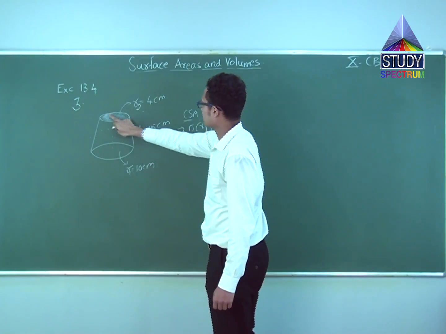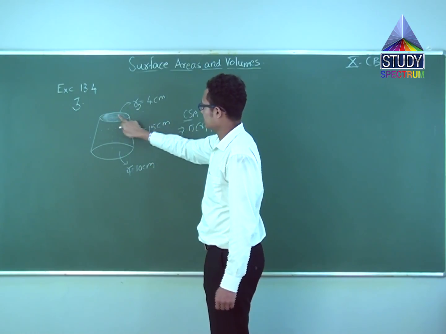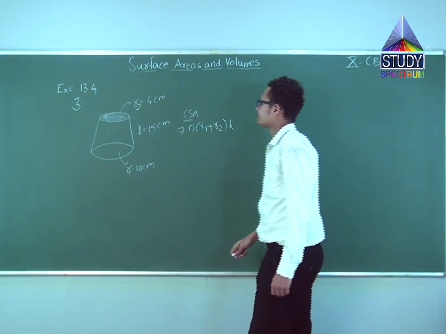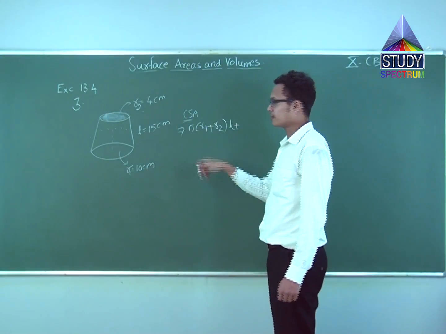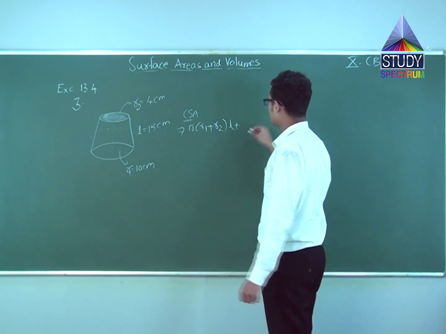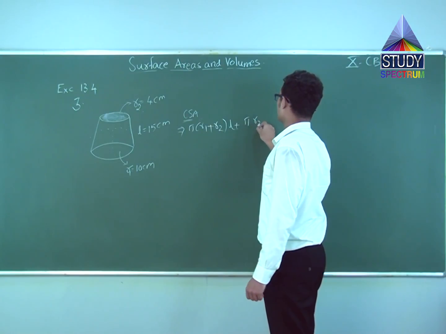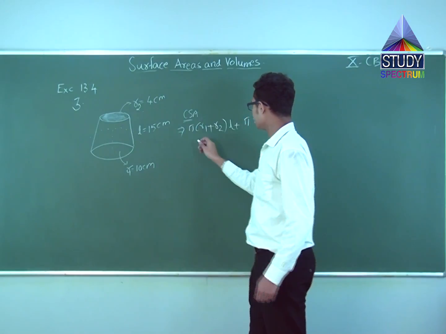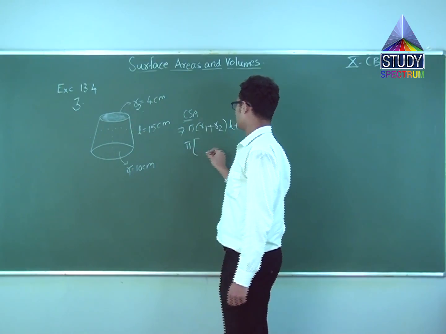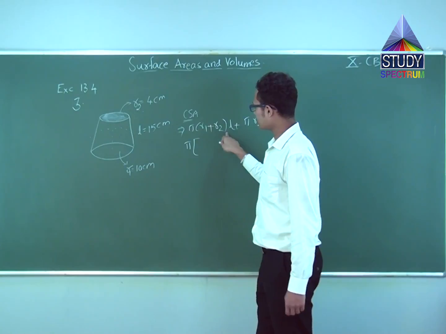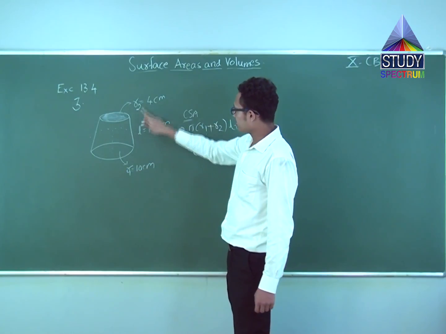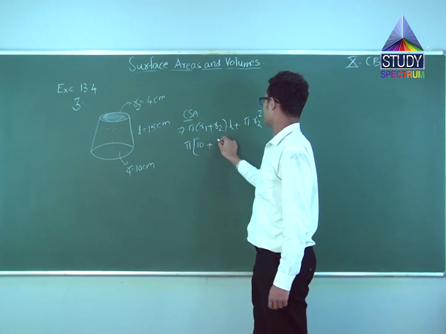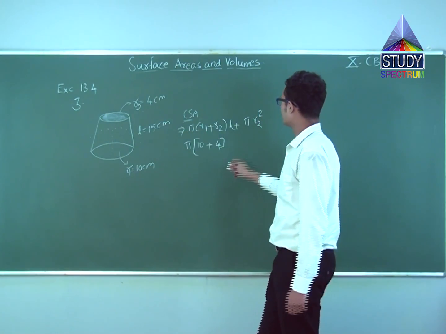I have to consider this surface area as well, because there is some material being used to stitch the top surface. So this is plus pi r square, because the top surface is a circle. So pi r2 square, since it is r2, we have r2 square. Let's substitute. Take out the pi common. Pi is common. R1 plus R2 is 10 plus 4. Let's substitute 10 plus 4 into slant length, which is 15.